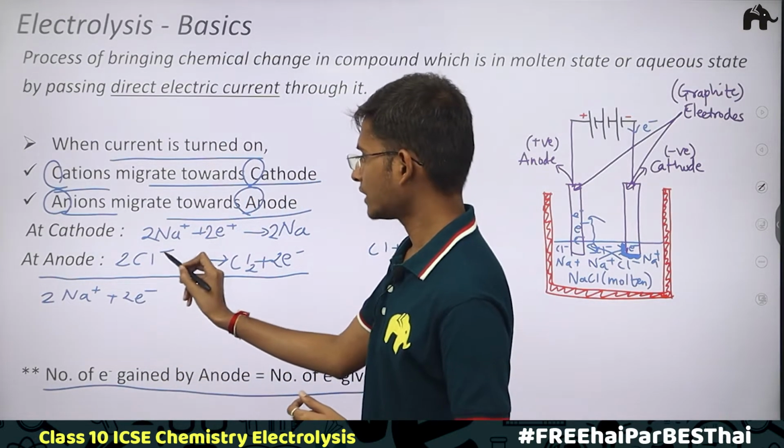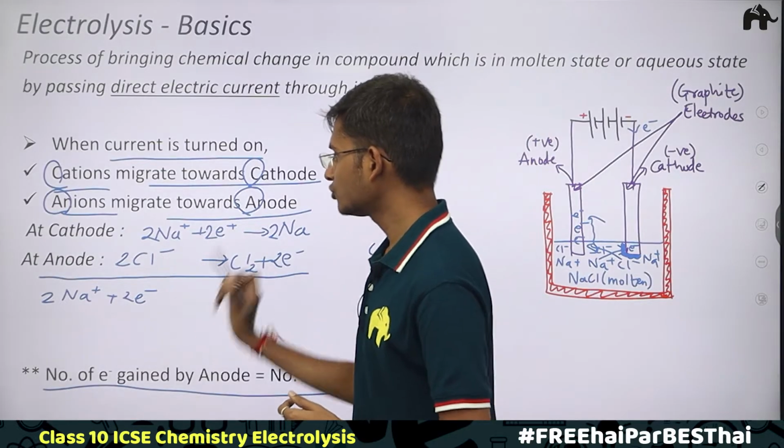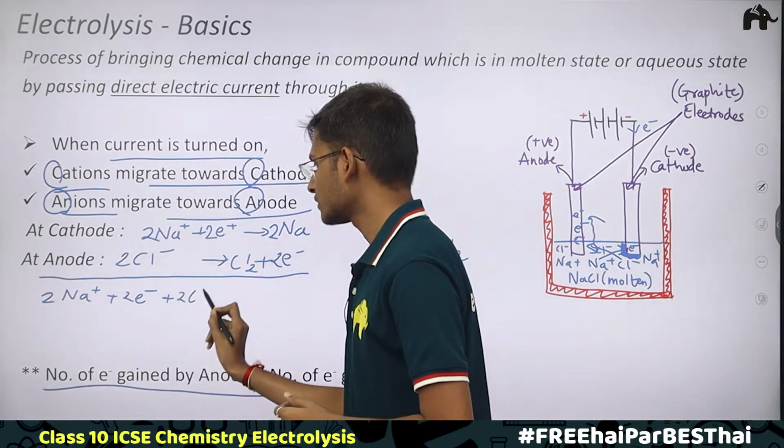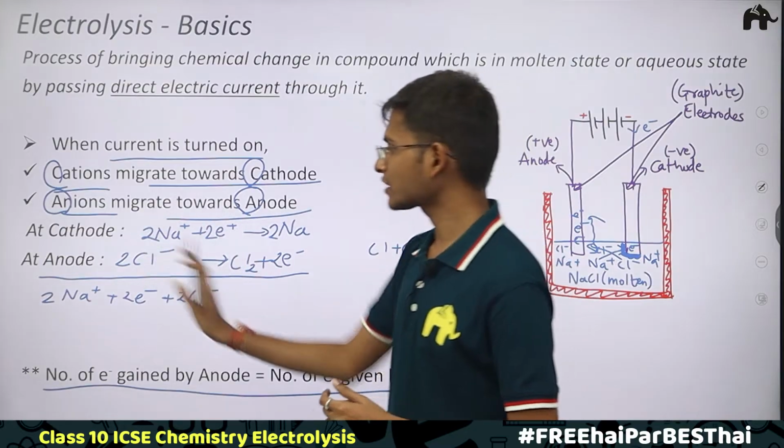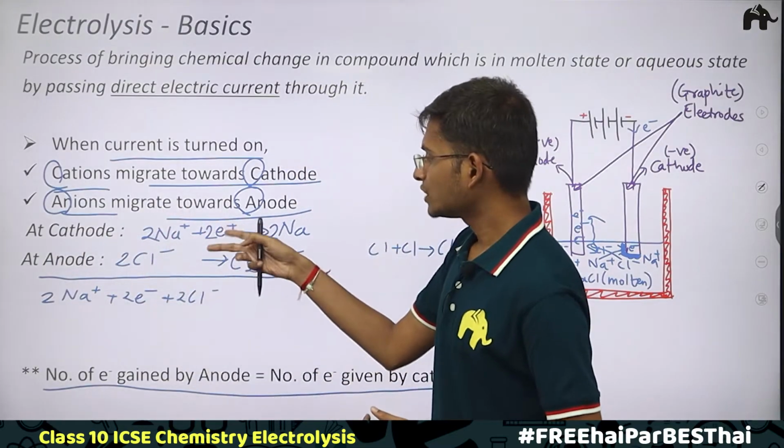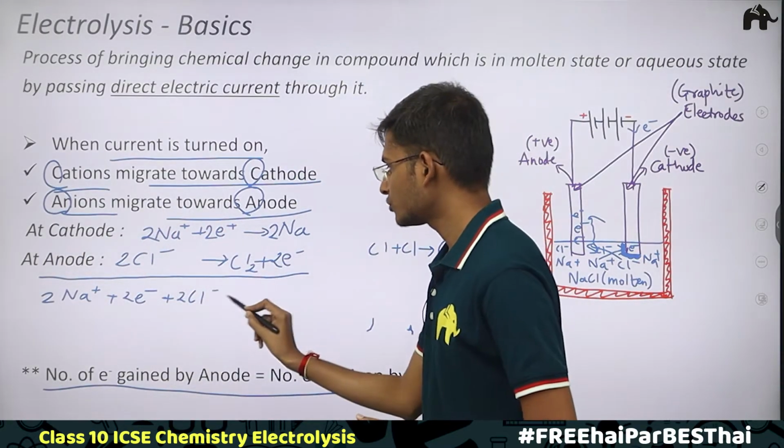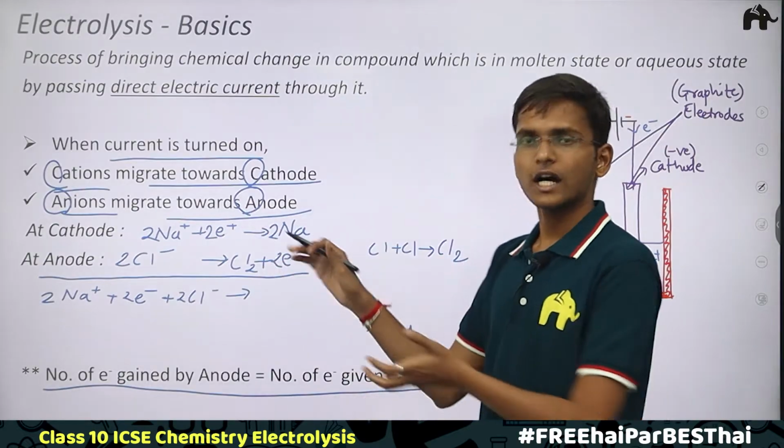And what is the reactant in the second reaction? 2 chloride ions. Okay, I have written all the reactants on one side of both the reactions. Clear? Now I would put an arrow and I would write all the products on the other side.